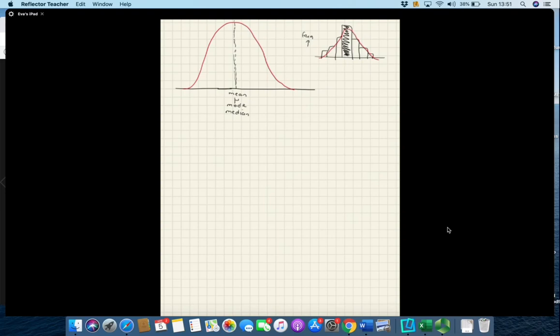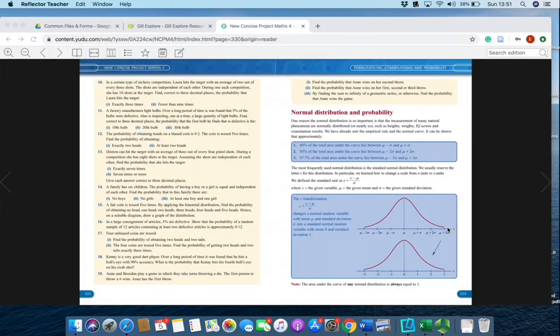Okay, let's go back to the book for a minute. One reason the normal distribution is so important is that the measurement of many natural phenomena are normally distributed or nearly so, such as heights of people, such as weights, such as IQ scores, such as exam results. So what does that mean? That means if you gather enough data about any of these natural phenomena, they will fall under a normal distribution curve.